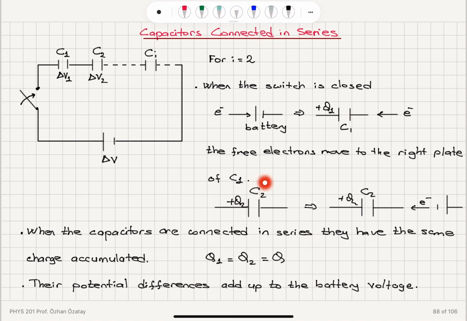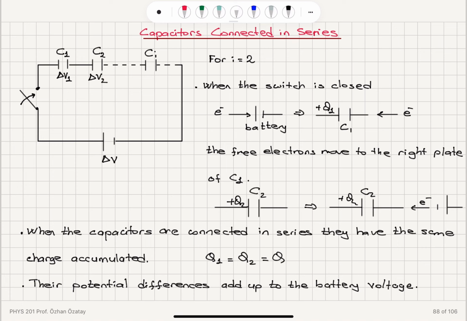So what about C2? Now we have charges, those are electrons, that are being transferred from one plate of C2 towards C1, and therefore there will be a charge Q2 building up on one of the plates, and this will create an electric field in this direction. Therefore, electrons will feel a force towards the other plate of C2, and electrons will be supplied by the negative terminal of the battery towards C2. So remember, I'm talking about the i equals 2 case, C1 and C2.